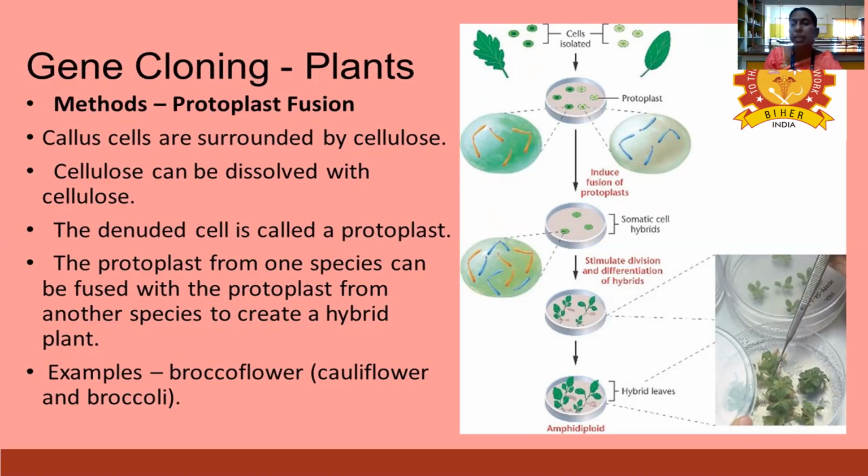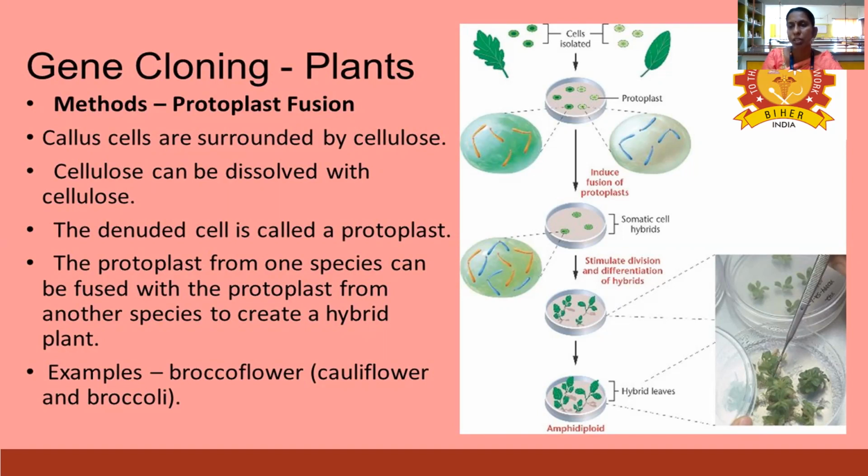But the main important role is what? The cloning of a particular DNA. So how can gene cloning be carried out in plants? The most important aspect is called protoplast fusion. For protoplast fusion, you have to take callus cells. How do you isolate the callus? From the leaf or from the cells, you have to isolate it and put it in a media for protoplast.